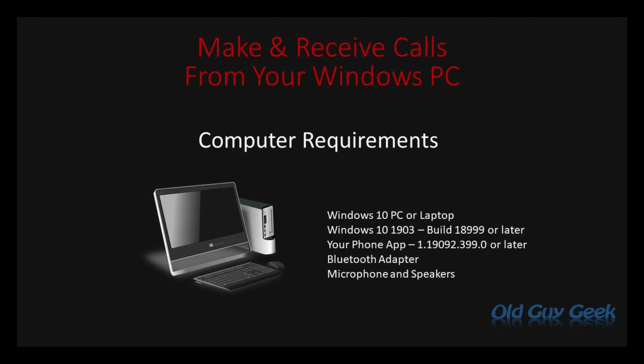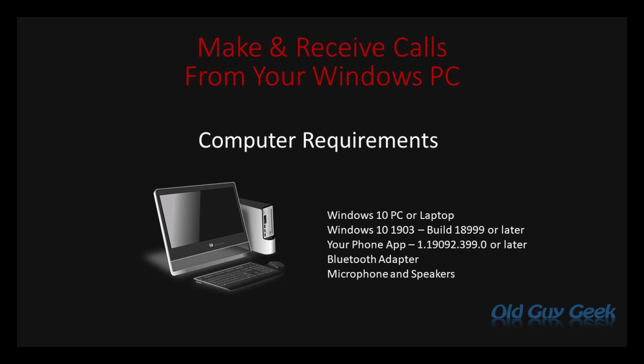Okay, the first thing you're going to need is a Windows 10 PC or a laptop. It's going to have to have Windows 10 1903 or later. Now, right now in Insiders, that's build 1899. You're going to need a Bluetooth adapter. And, of course, you're going to need a microphone and some speakers. Your laptop probably has them already built in.